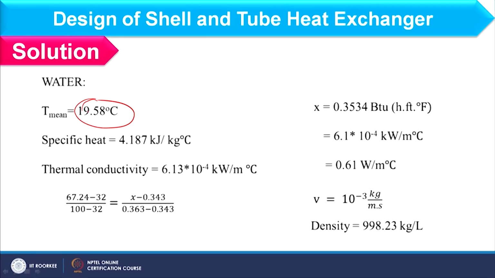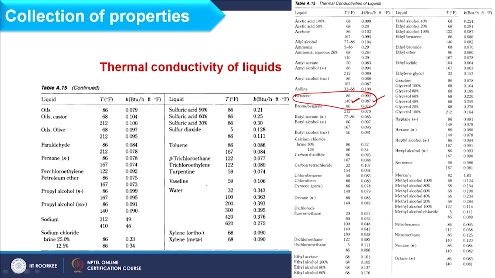Okay. And thermal conductivity we can obtain by this, and thermal conductivity of the water we can find as 6.13 × 10⁻⁴. Now, how will I obtain that? Okay. Let us see the thermal conductivity table.